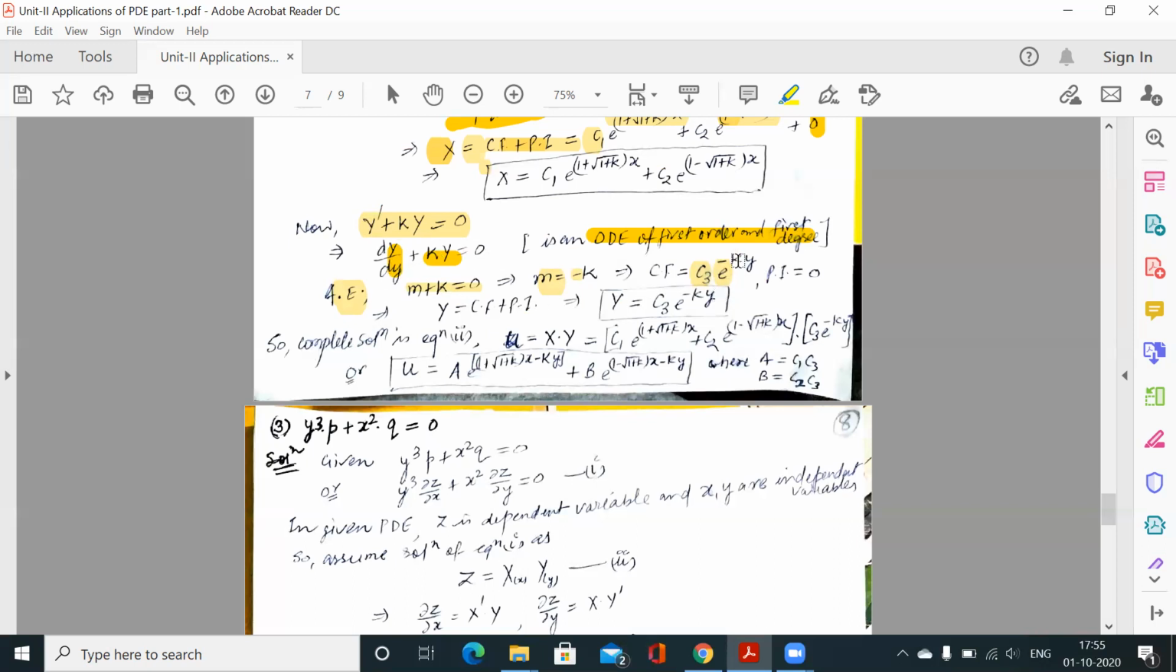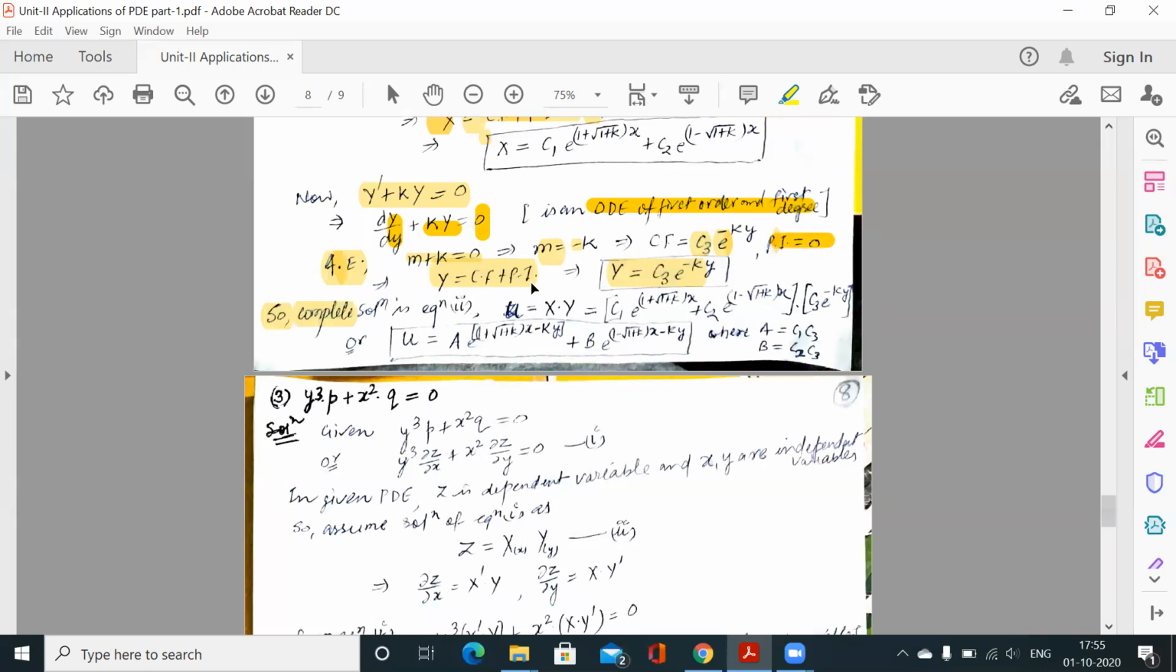So C3 e to the power, why C3? Because C1 and C2 we have already used. So the next constant is C3 e to the power, what is the root? Root is minus k, so minus k into the independent variable. And PI is again 0 because the right hand part is 0. So Y is equal to CF plus PI is our general solution. So Y is equal to C3 e to the power minus ky, and PI is 0. So this is the solution.